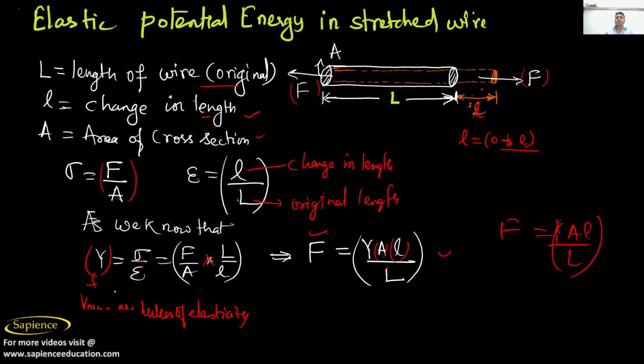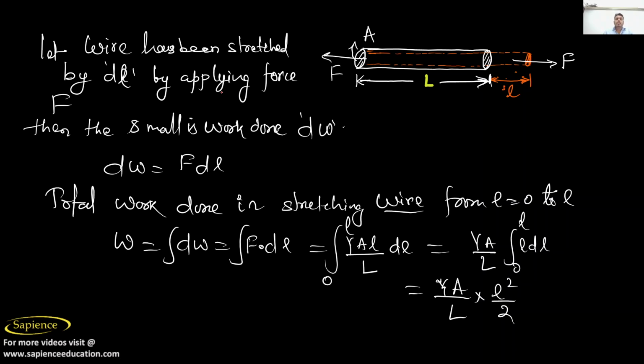Now next step, what do we need to do? Now let the wire be stretched by dl length. Let us suppose that I have stretched it for a small length dl, not L, just a small length. When you stretch it, you have to do work dW. It means that you have applied energy. Now can we find how much this work is? As we know, dW work is equal to F dot dl.